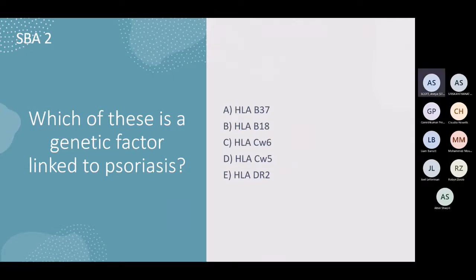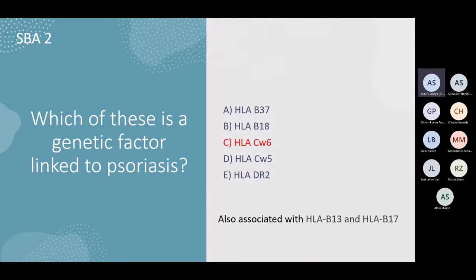All right, I think most of you have voted now, so I'm going to stop the poll. So the answer is HLA-CW6. I wouldn't worry too much about these, but they're quite good, just easy 1-marker questions that if you know the answer, it's good to just know. And HLA-CW6 is the one that's most commonly associated with psoriasis. There are a few others as well that I've put at the bottom, but CW6 is the main one to remember.